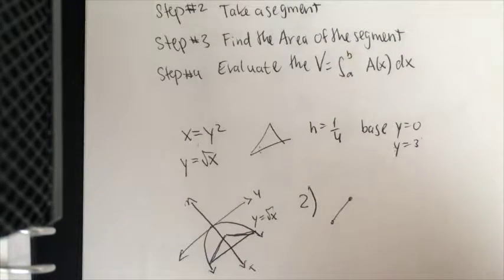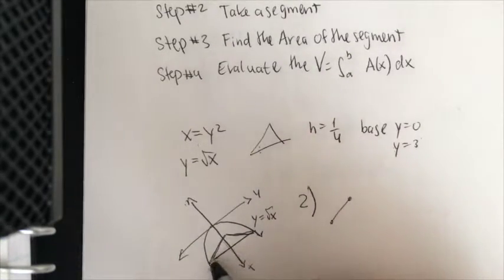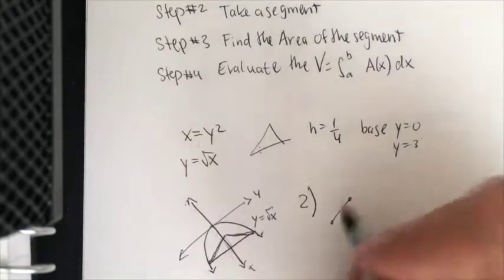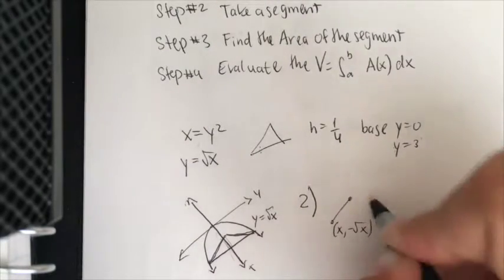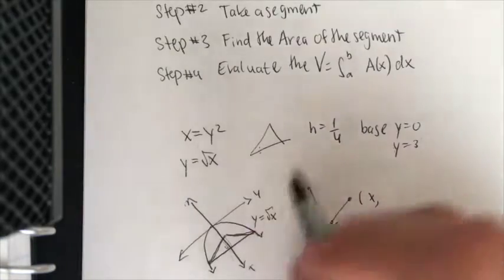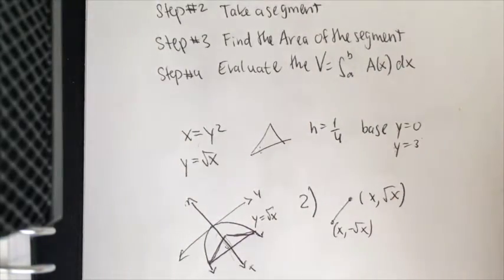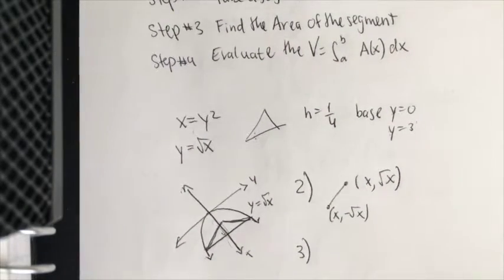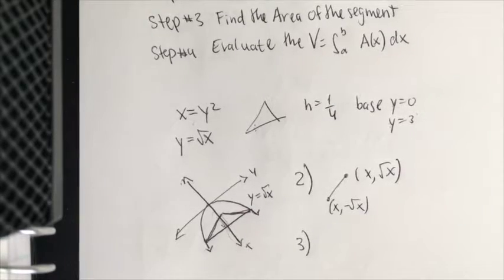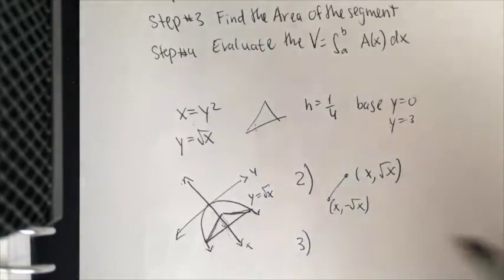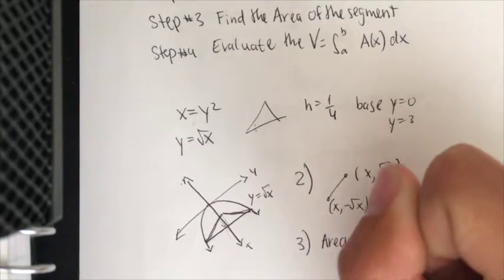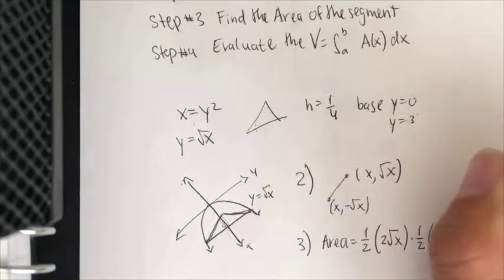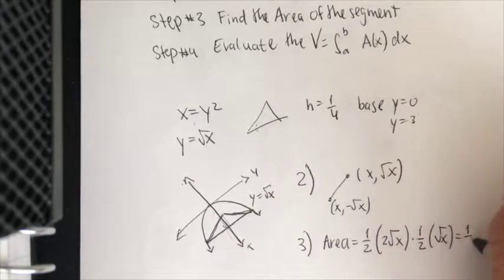and our segment will be from some x value because it's on the x-axis to negative square root of x, to again some x but on the other side, so a positive square root of x. Okay, so step number 3 will be to find the area. Find the area of the segment. So our area will be equal to 1/2 times 2 root x times 1/2 root x, which will be equal to 1/2 x.